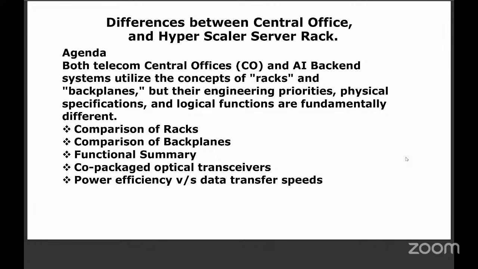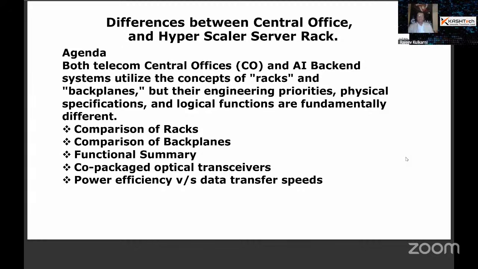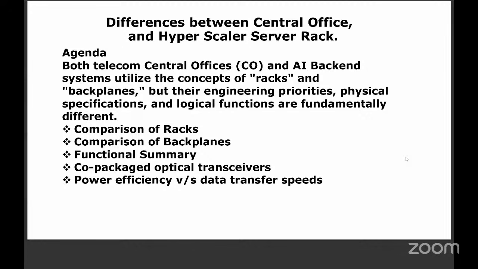This is the agenda. Both the telecom central office and AI backend systems utilize the same concepts of rack and sub-racks and backplanes. Mostly nowadays it has become a rack. But their engineering priorities, physical specification, physical realization, and functional partitioning are fundamentally different. We compare the two racks, we compare the backplanes, and we get a functional summary.